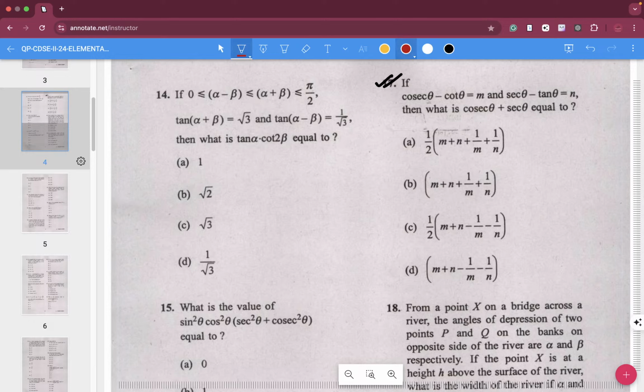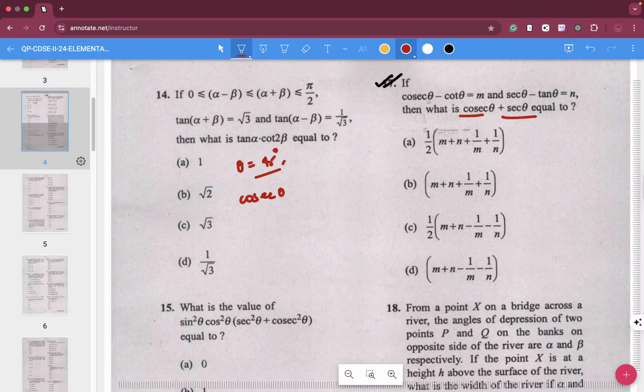Question number 17, what am I solving? They haven't given anything. Cosec theta minus cot theta is equal to m and secant theta minus tan theta is equal to n. Then what is the value of this particular expression is what they are asking. I am simply assuming theta is equal to 45 degrees. So what does it mean?